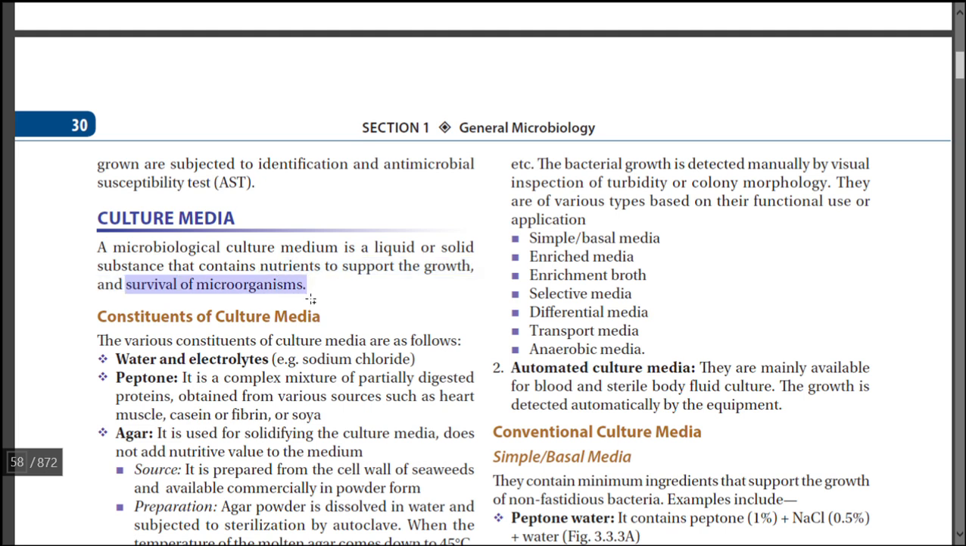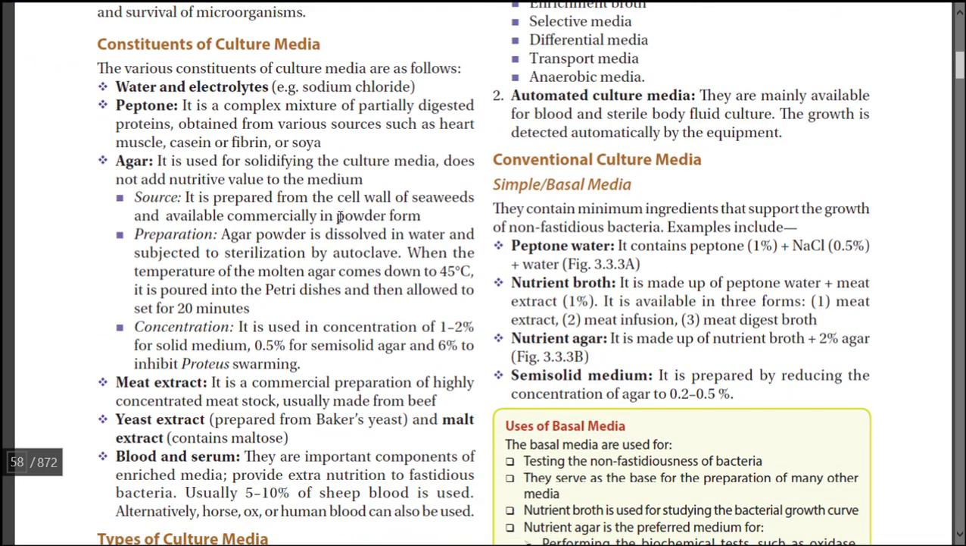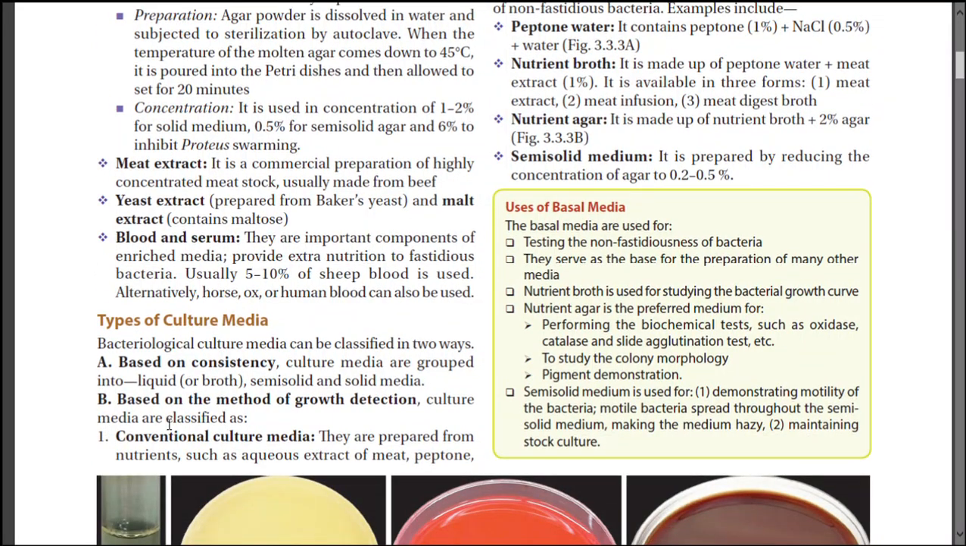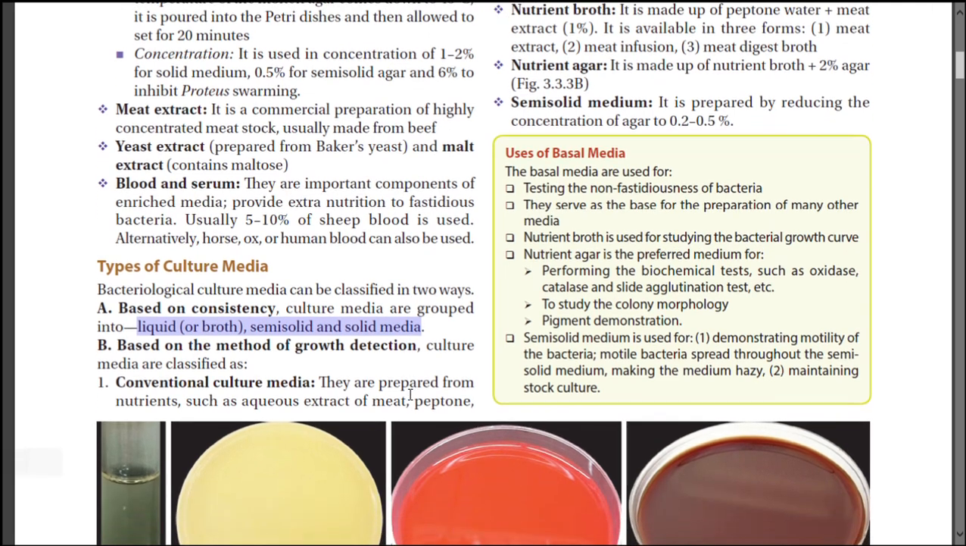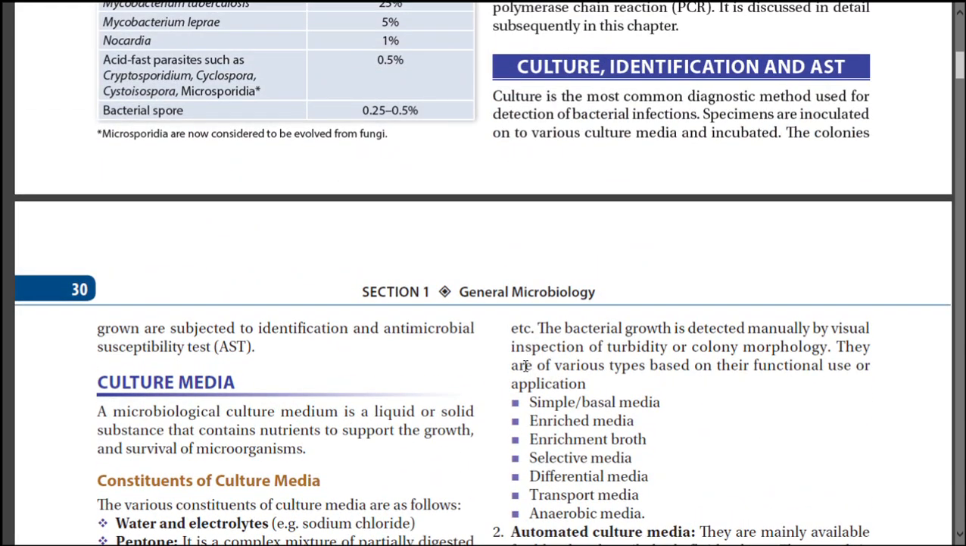Now let us see the constituents of culture media. Culture media contains water, electrolytes, peptones, agar, meat extract, yeast extract, and blood and serum. All these names, if you remember, it is enough. Next, we'll see types of culture media. First, based on consistency, culture media are grouped into liquid or broth, that means like soup, semi-solid and solid media.